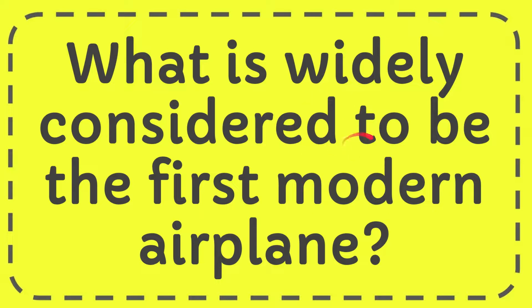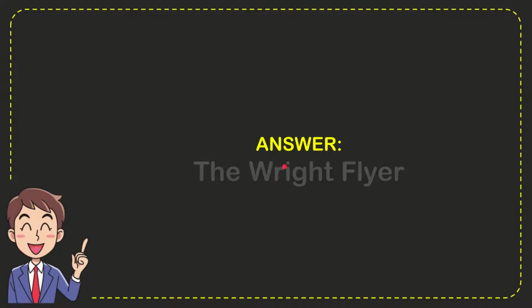In this video, I'm going to give you the answer to this question. The question is, what is widely considered to be the first modern airplane? Well, now I give you the answer to this question, and the correct answer is the Wright Flyer. So that is the answer to the question.